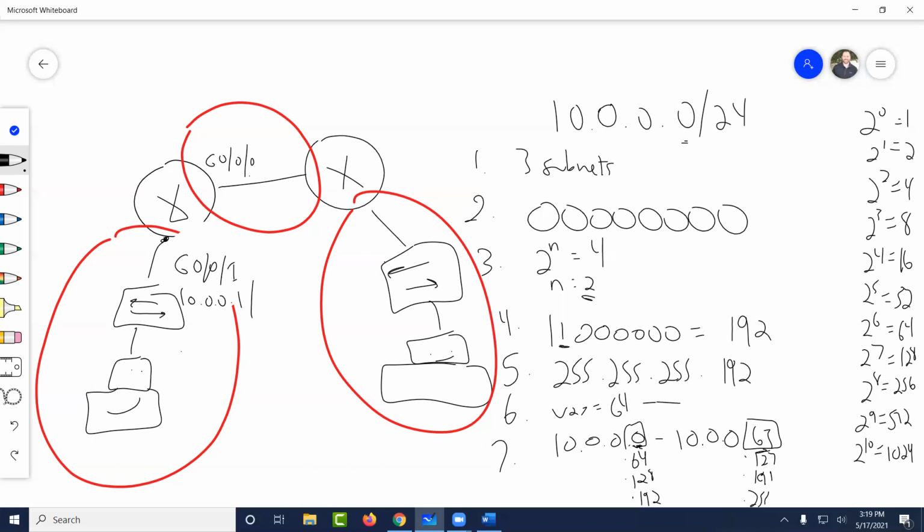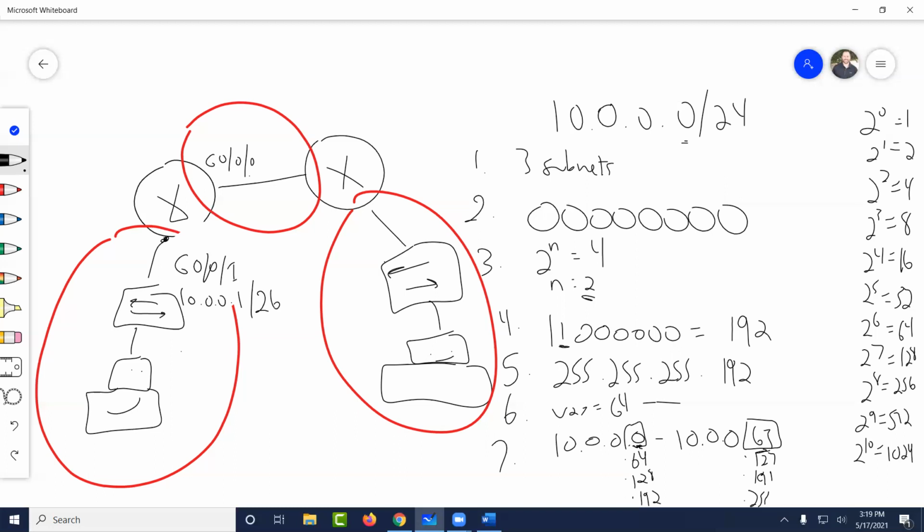24. Say what? You said 24. No, it's not 24. It was 24 to begin with, but we borrowed 2 bits. So the new mask is /26, because we borrowed 2 bits.